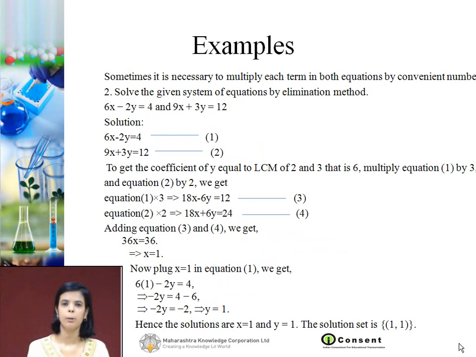Sometimes it is necessary to multiply each term in both equations by a convenient number. Let us see the example. 6x minus 2y is equal to 4 and 9x plus 3y is equal to 12. Now here the LCM of 2 and 3 is 6. So multiply the first equation by 3 and the second equation by 2. So we get 18x minus 6y is equal to 12, called equation 3, and 18x plus 6y is equal to 24, called equation 4.